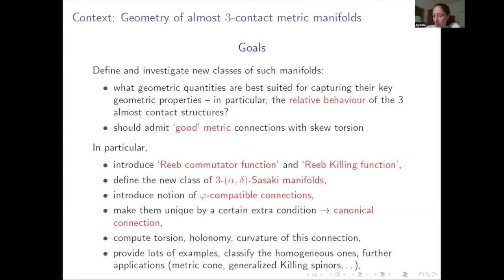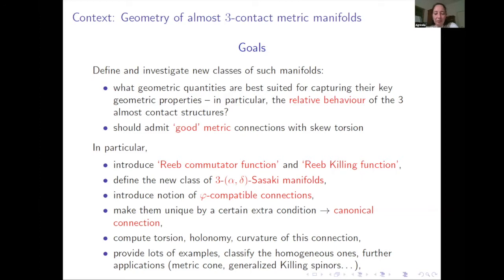We introduce a notion of phi-compatible connections, where phi will be explained. It's basically one almost contact structure in the sphere of structures which comes with the manifold. Now, this is a large class of connections. And so we want at the end to have a unique connection. So that's going to be introduced with a certain extra condition I'm going to explain. And then we have a canonical connection. And then you play your machinery and see what you get. So you can compute the torsion, you study the holonomy, the curvature of this connection. It gives us lots of new examples.